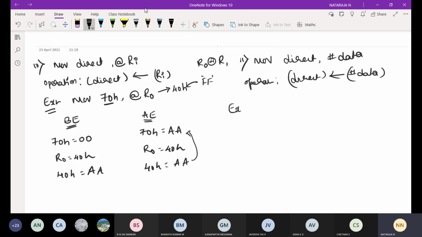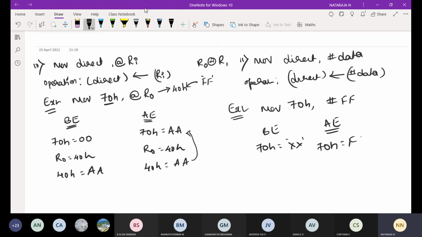Example, we can take move 70h comma hash ff. Direct data I am going to copy in the location 70h. Before execution 70h is equal to 00 or don't care, nothing in the 70h location. After execution 70h is equal to ff, the data.